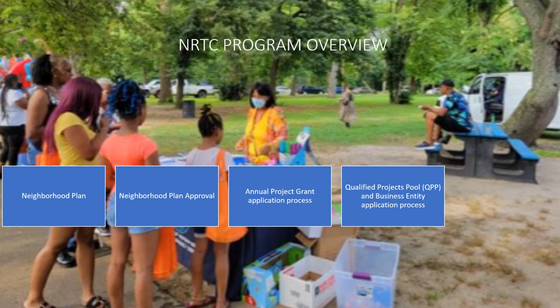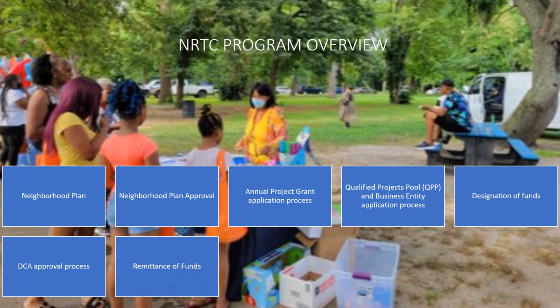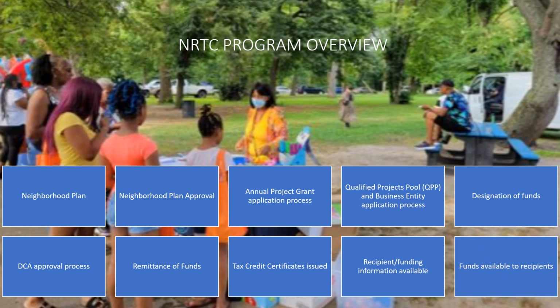Business entities select projects for funding from the QPP through a competitive application process we'll learn more about later in this presentation. Once DCA internal approval processes are complete, businesses with successful applications remit funds to DCA, and in exchange, DCA issues New Jersey state tax credit certificates in the amount of the contributions. Recipients of funds and funding amounts will be made available to contributors as soon as possible. DCA then makes the designated funds available to the nonprofit organizations to carry out their revitalization plans.